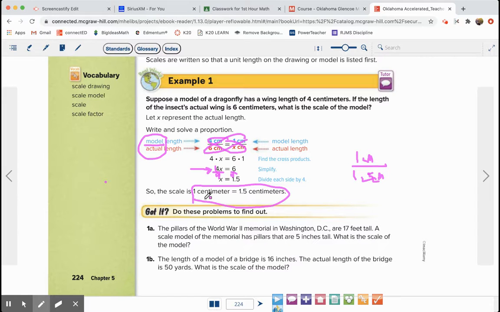Okay, so what I want you to do is you're going to try 1B. You're just determining the scale. I don't want you to do 1A, just 1B. Work that out, pause the video, and then I will go over it with you.